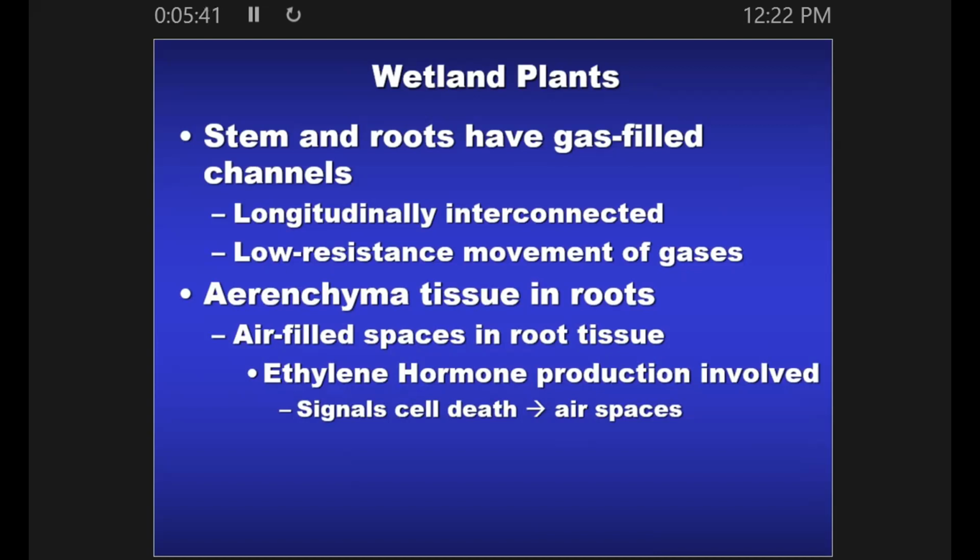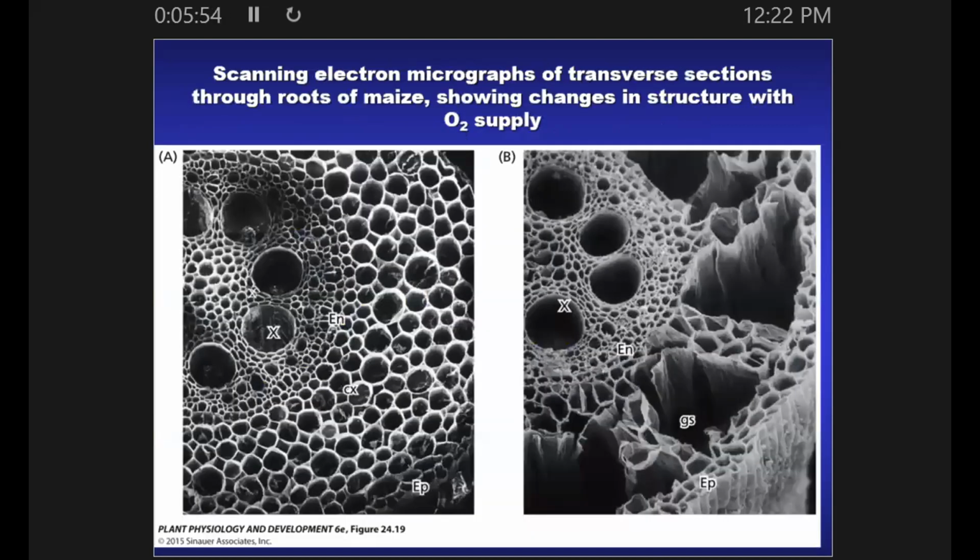And then if you take these plants and experimentally stop the flooding, they can revert back. New growth can revert back to normal root growth where you don't have as much parenchyma tissue. So it's really amazing how quickly they can respond.